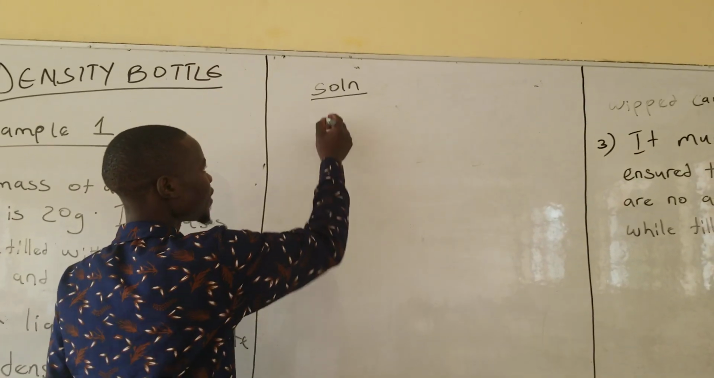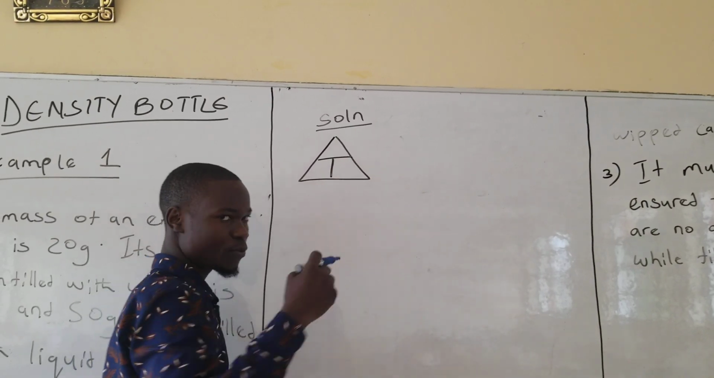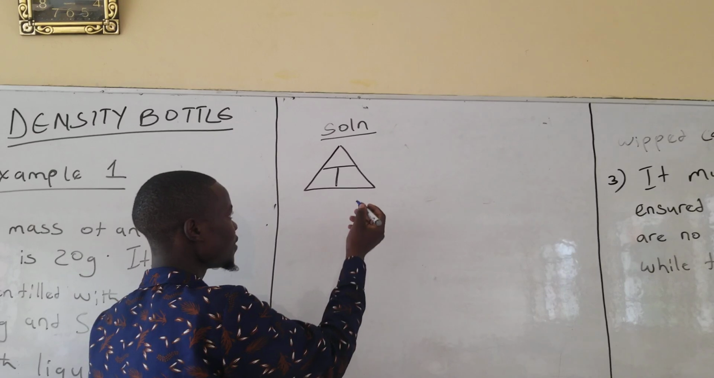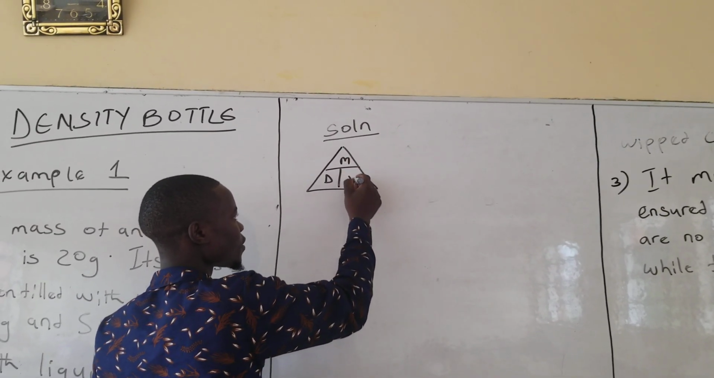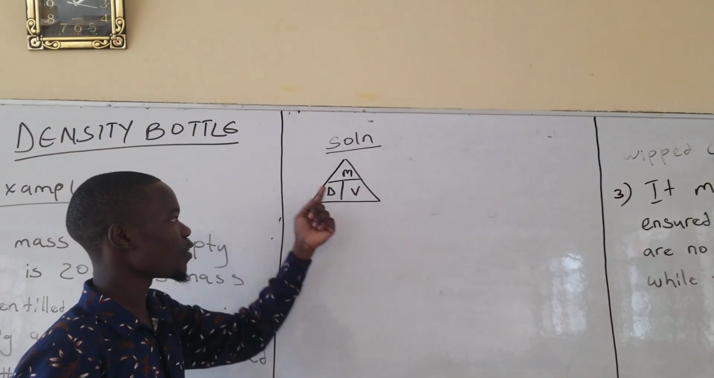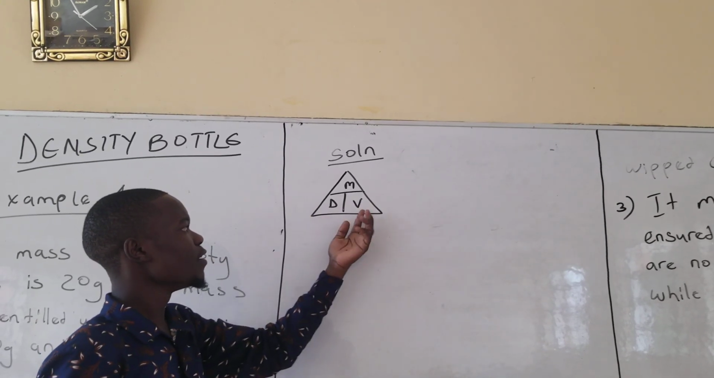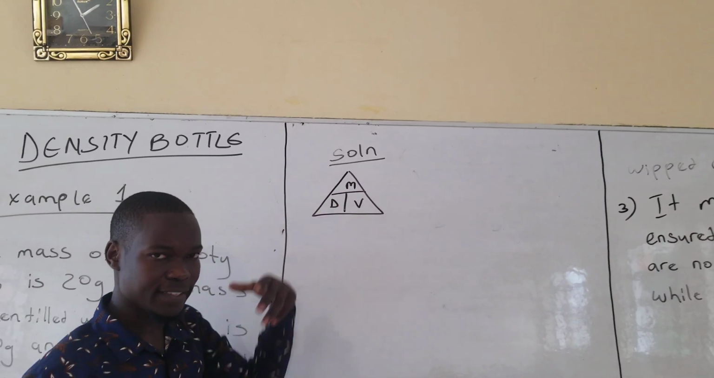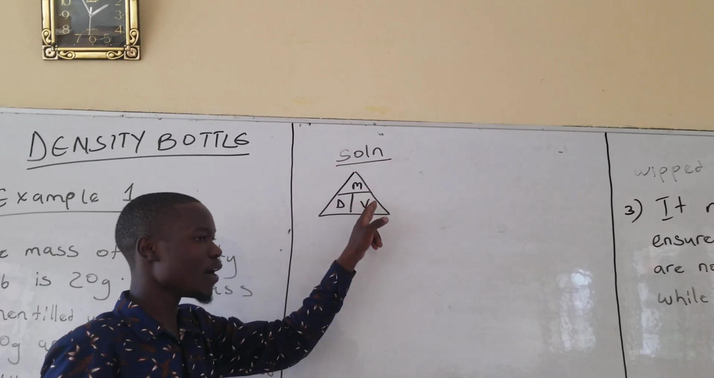Before we continue, I want us to remember this. There is this triangle here that always assists us to work out problems of densities, mass, and volume. So you say density is equivalent to mass over volume. From this triangle, I can say mass is equivalent to density times volume. And at the same time, volume is equivalent to mass over density. And I can also say density is equivalent to mass over volume.